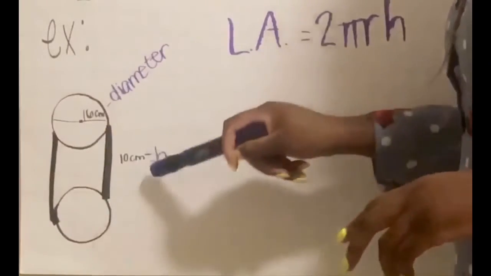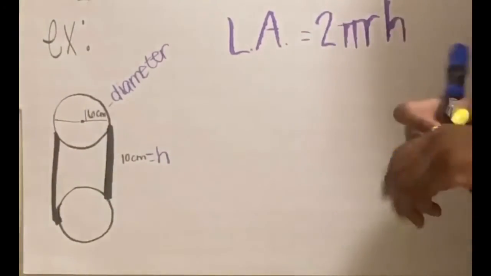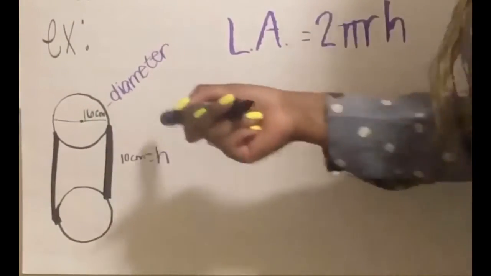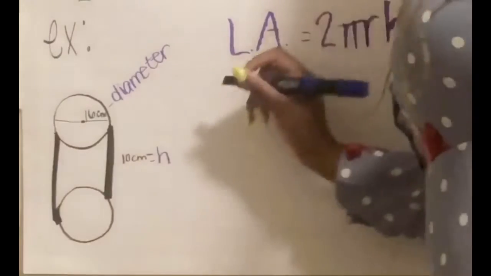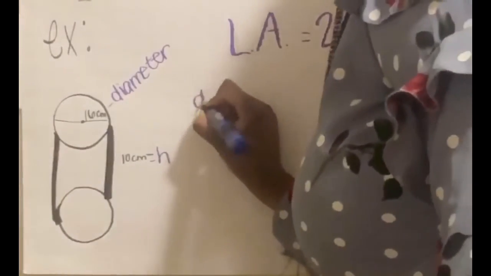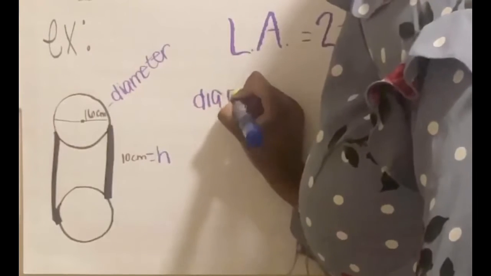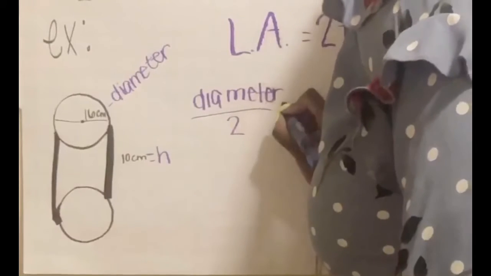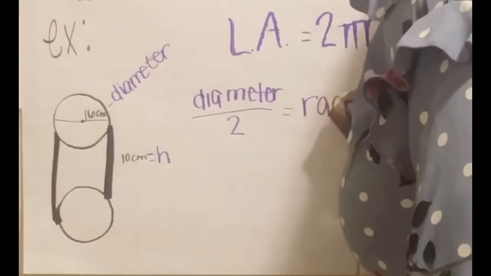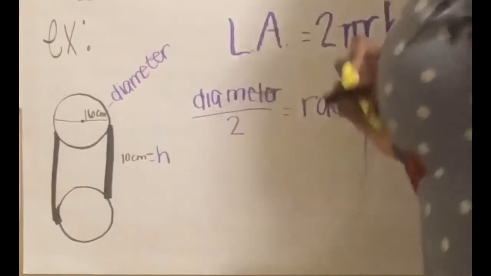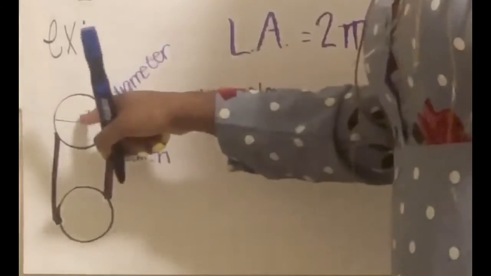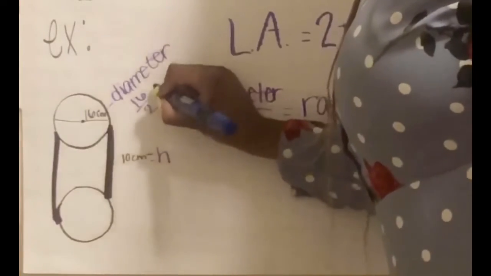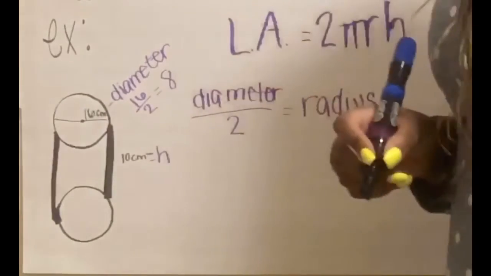We identified our diameter and we've identified our height. So, you may be wondering, how are we going to get our radius and they didn't give us our radius? Guys, all your diameter is, you take your diameter and you divide it by 2, and guess what? That's your radius. Okay? So, our diameter is 16. When we divide that by 2, that gives us 8.